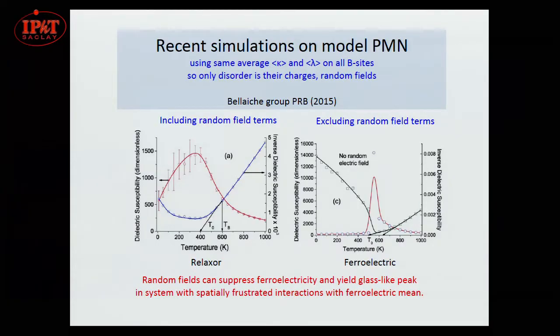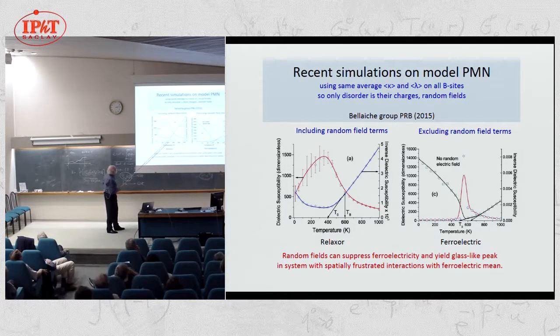These are actually some recent simulations by people in the ferroelectric field who don't use all the fancy stuff that the spin glass ones do, using a model PMN in which the two materials, magnesium and niobium, are assumed to have the same, average values of these local parameters, kappa and lambda. The consequence of that is that any disorder in them is only on their charges, not in their exchange interactions. This is what this group find if they look at the susceptibility, including the random field terms.